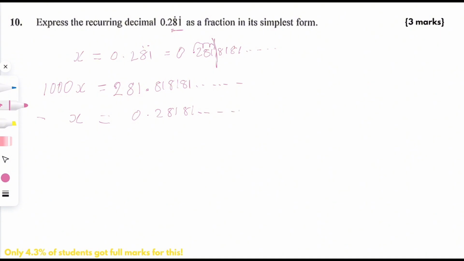So it would be 281.6363, and it will just be another recurring number. So we don't want that. We want the answer to not be a recurring number. So we're going to try another value.